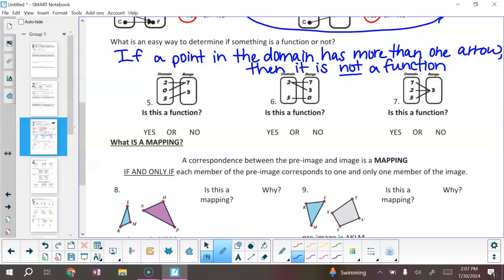Okay, for number 5, hopefully you said yes, because they all have one arrow coming off of them. Number 6, you should have said no. The reason why is because 2 is trying to go to 7 and 3. We can't have that happening. And number 7 should have been another yes, because they all have one arrow going to that location.